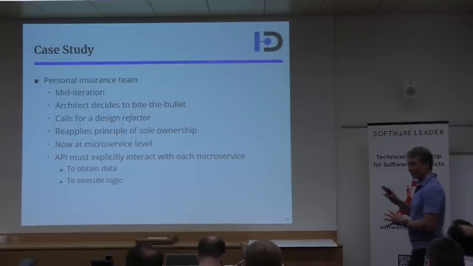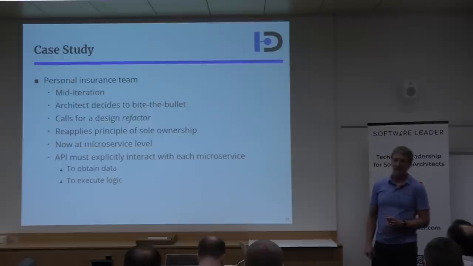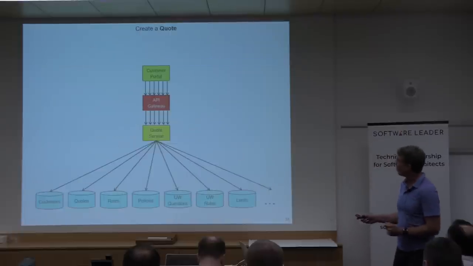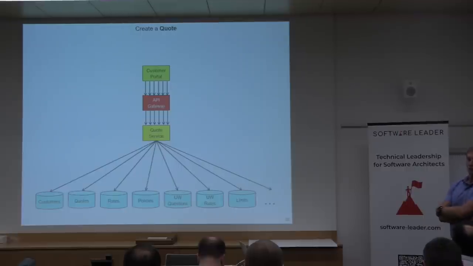decides mid-iteration, the architect's like, yeah, this ain't gonna work. Now, why does this really not work? It says portal up there, but what if I were to put mobile?